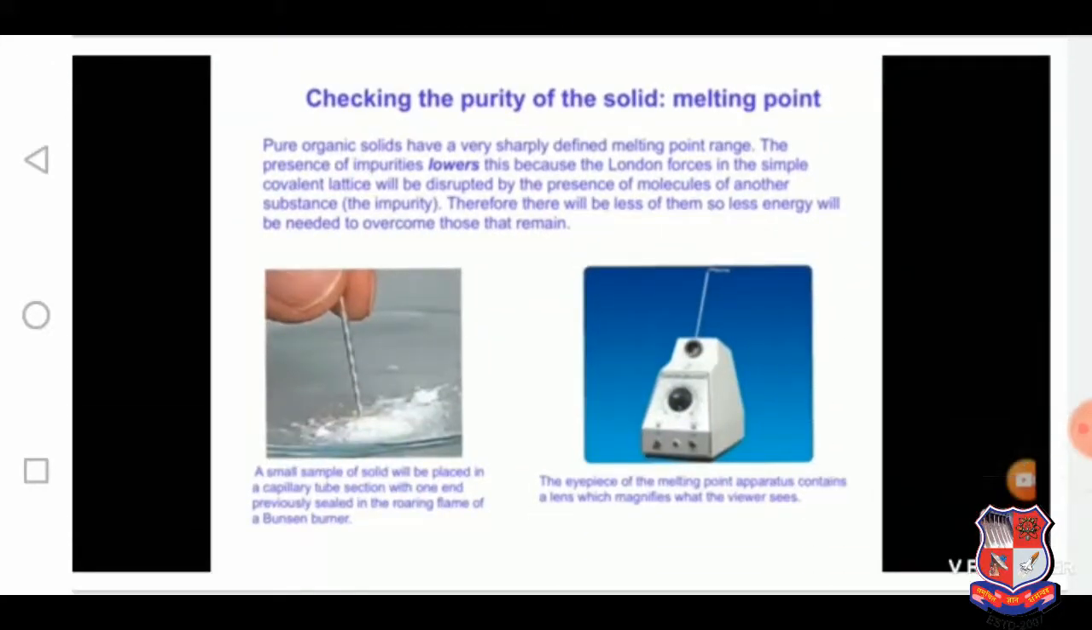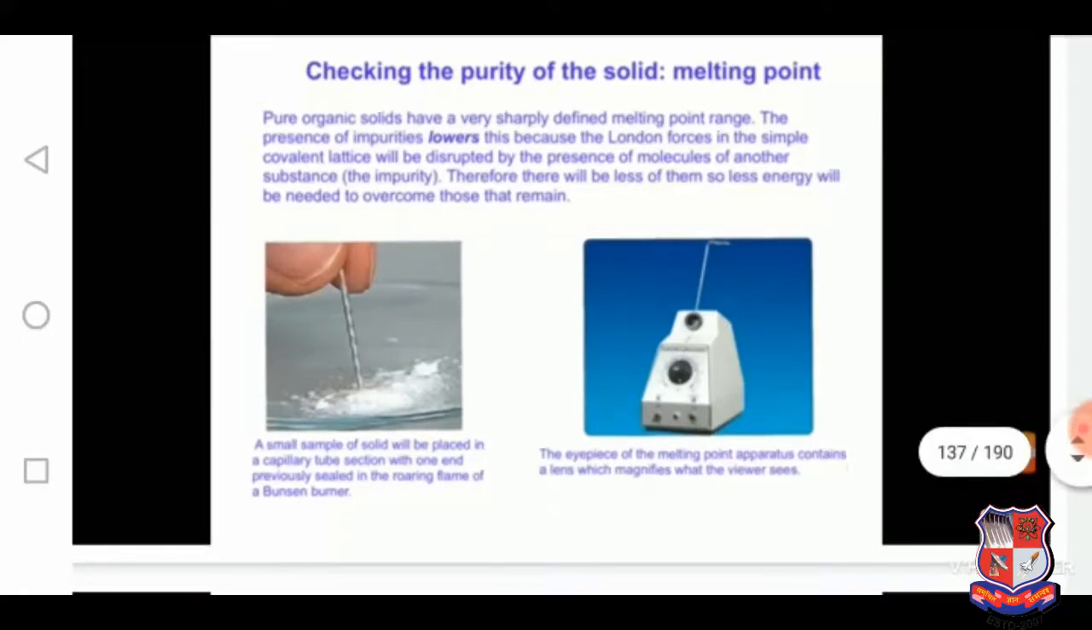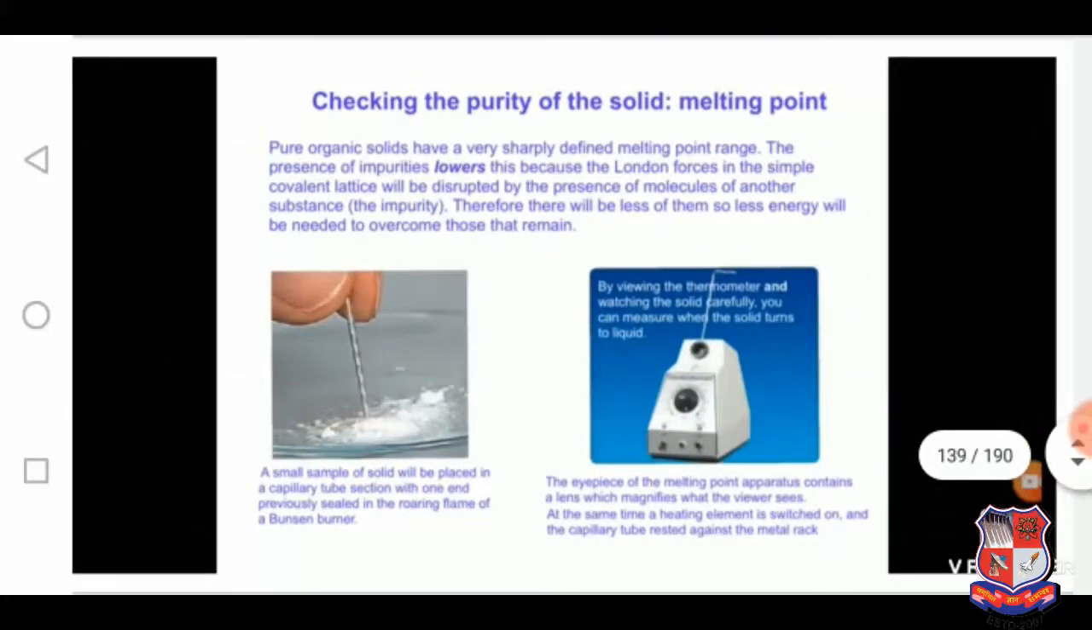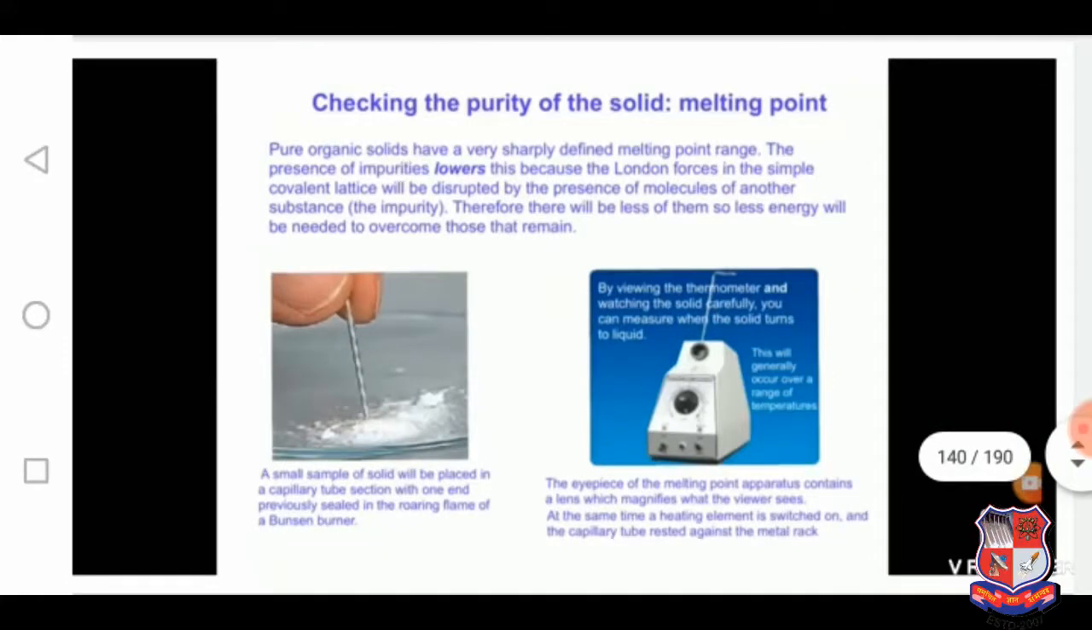Now we have to check the purity of the solid through the melting point, and here we use a capillary tube. A small sample of the solid has to be filled in, and the melting point apparatus contains a lens which magnifies for the viewer, and this is how it looks. By viewing the thermometer and watching the solid carefully, we can measure when the solid turns to liquid. This will generally occur over a range of temperatures, so the melting point should be reported as a range.